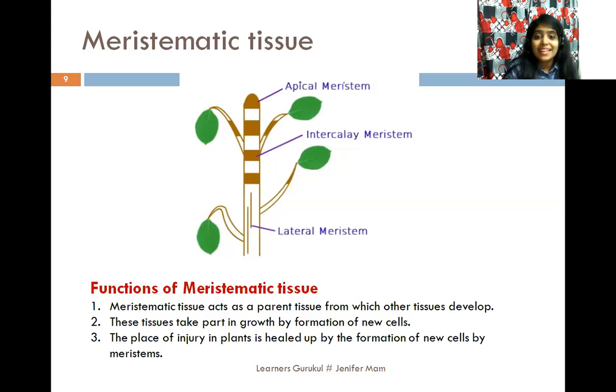So the meristematic tissues act like parent tissues, from which the other tissues will develop. This is the base, and from this the other tissues will develop. These tissues take part in growth by the formation of new cells, so they help in the formation of new tissues. If there is any injury to a plant, the meristem will help in the formation of new plant cells. So these are some of the functions of meristematic tissues.